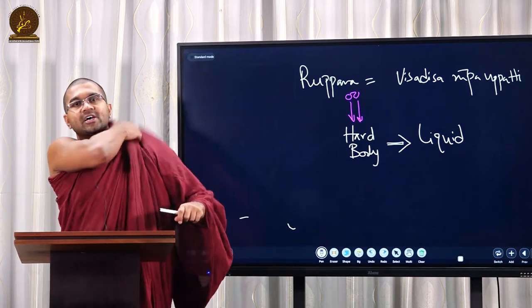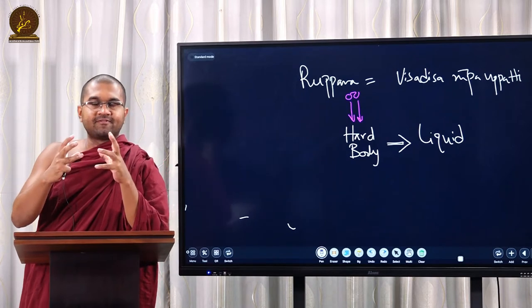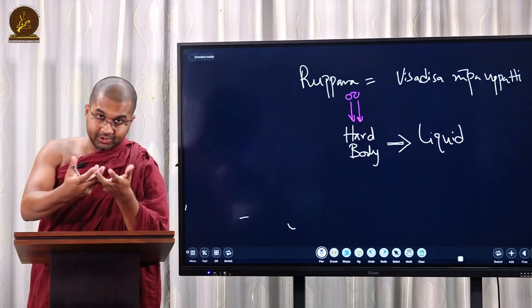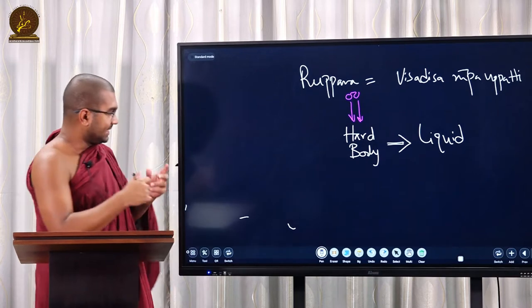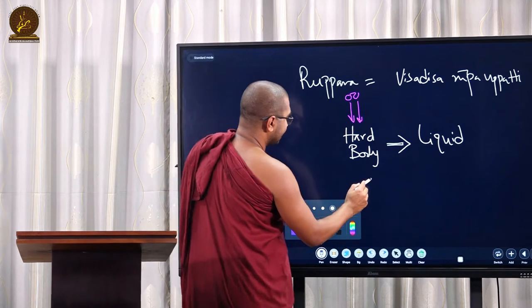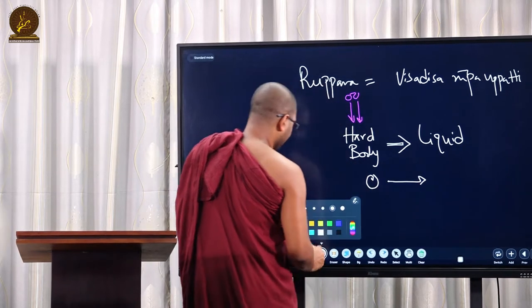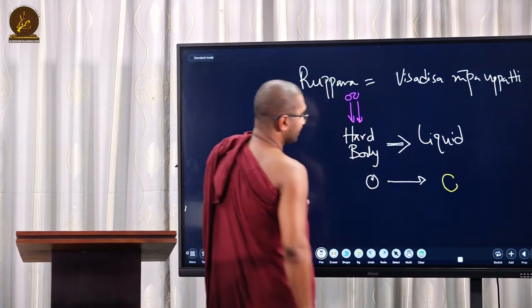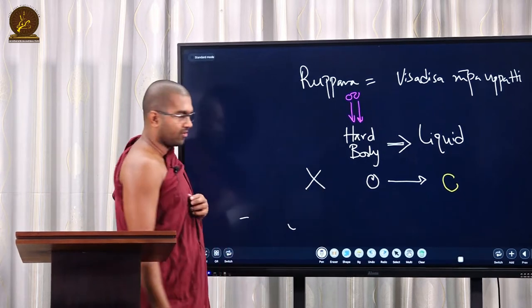Parinama means a transformation. So one could think the same hard stuff that was existing within the body has changed into a more liquid sort of nature. So in that sense, the wrong idea that can happen is that the same rupa changes into a different form, a different quality. So according to the Theravadins, this idea is wrong.